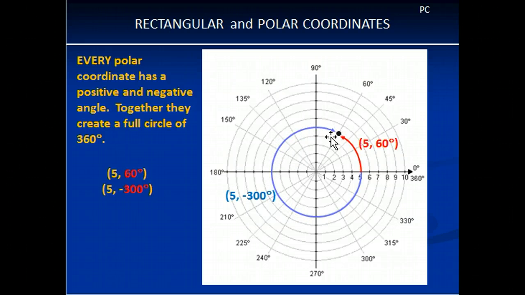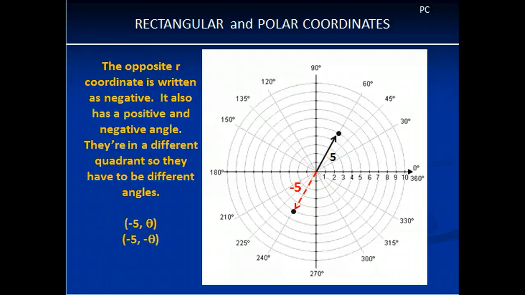So when we work with these, we have to know that for this point right here, 5, 60 is one of the polar coordinates, and 5, -300 is one of the other polar coordinates. And don't forget, you always start here at the polar axis. Moving up is positive, moving down is negative. Moving on.